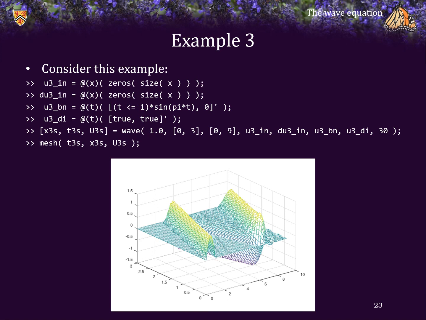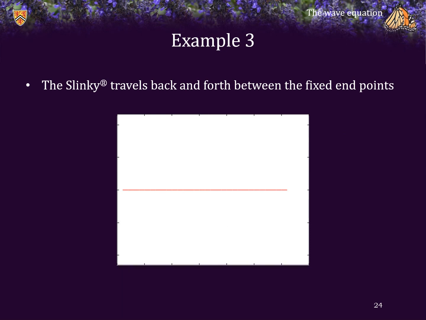So there's the output, and again, it's rather difficult to see what's happening. All right, so here we have the slinky being held taut, and then one of you creates a wave by moving the one endpoint. This creates a wave that travels across, reflects because we have a fixed boundary value at the other endpoint, comes back, reflects, and then returns.